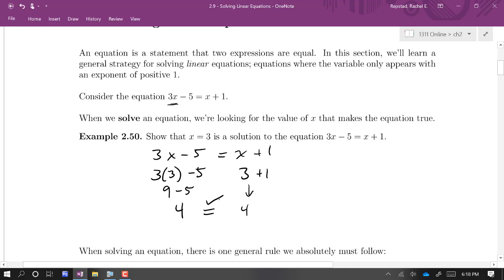These are equal, so we can see that x equals 3 is a solution. Now, this is not how we want to solve equations. We don't solve equations just by plugging in values and seeing if it makes it true. But that is a way that we can verify, and this is how we check to see if the solution that we found is true.